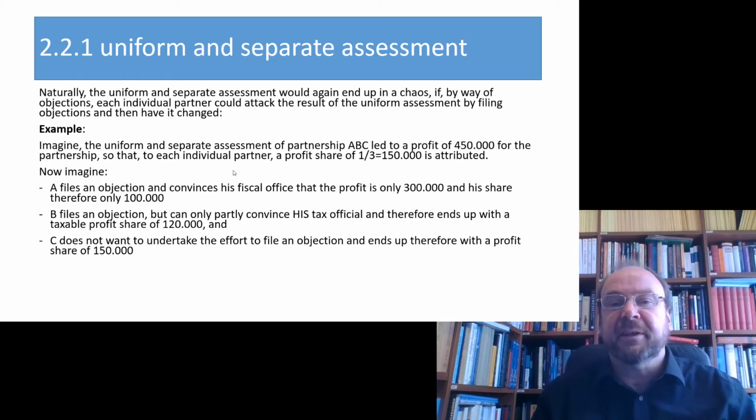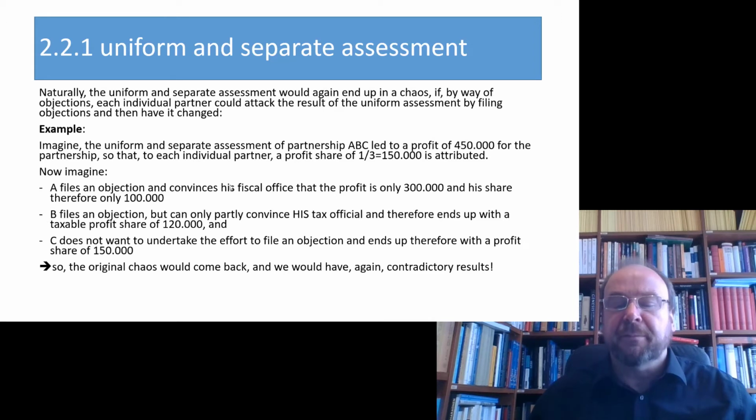C believes in everything. And so in the end, we would have again that complicated, absolutely contradictory and senseless status that A is taxed on 100,000, B on 120,000, and C is taxed on the basis of 150,000, although by all principles of logic, it should have been and must have been the same amount. So that can't be. So the original chaos would come back if we allow objections on the basis of the individual assessments for the partners A, B, and C.